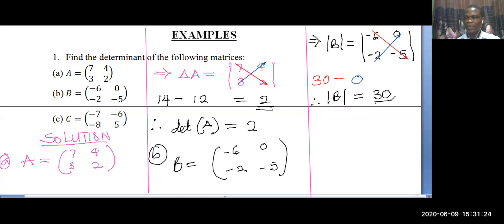So you see that a determinant is a single value, unlike matrices, which are arrangements of numbers in rows and columns. A determinant is just a single value that represents the entire members of the matrix. Any question?